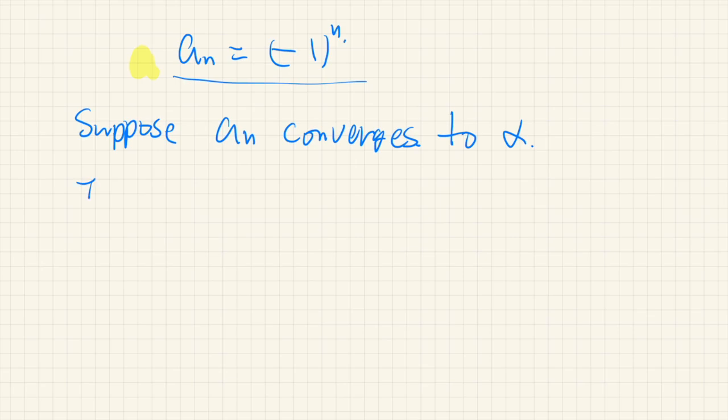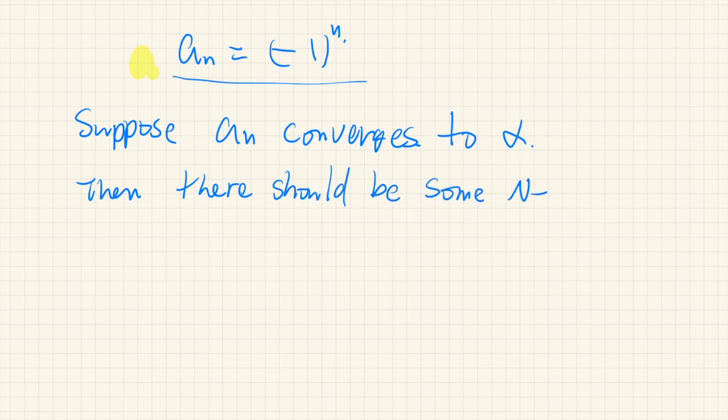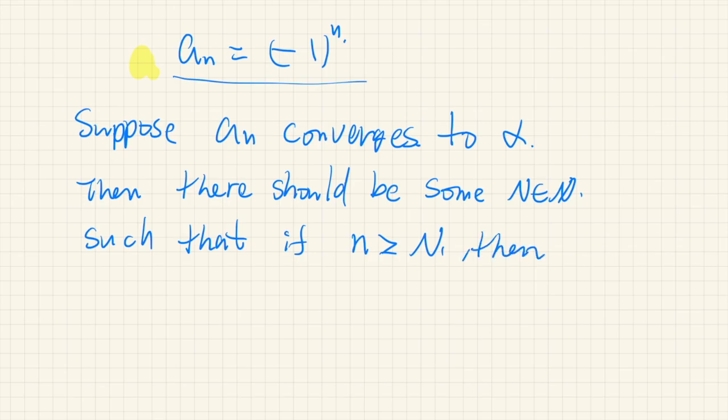Then there should be some natural number capital N such that if the natural number n is greater than or equal to capital N, then the difference between a_n and alpha is less than, let's say, 1. Epsilon can be any value, so let's pick just 1 for simplicity.